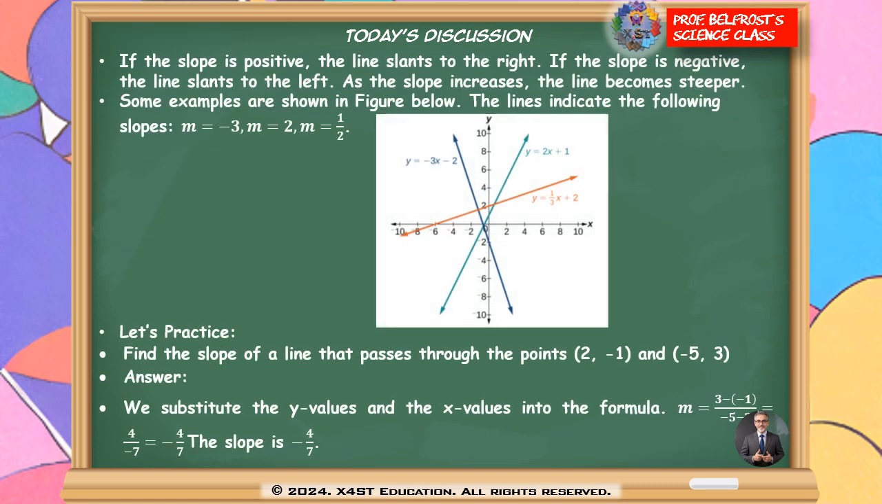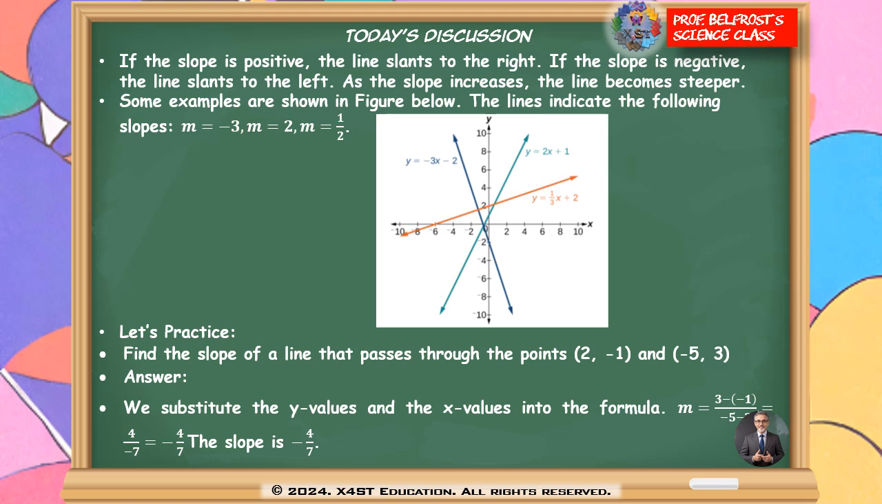If the slope is positive, it slants to the right. If the slope is negative, it slants to the left. As the slope increases, the line becomes steeper. So here are examples of the above concept. Now let's discuss some examples.